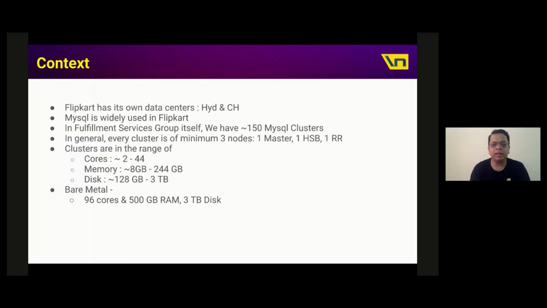These clusters are generally in the range of, from core perspective, 2 to 44 cores. From memory perspective, they are 8 GB to 244 GB RAM. From disk perspective, they are from 128 GB to 3 TB disk. Here, the case study which we are going to focus on is on the bare metal machines, where two of our clusters are running on bare metal machines, which have 96 cores, 500 GB RAM, and 3 TB disk.